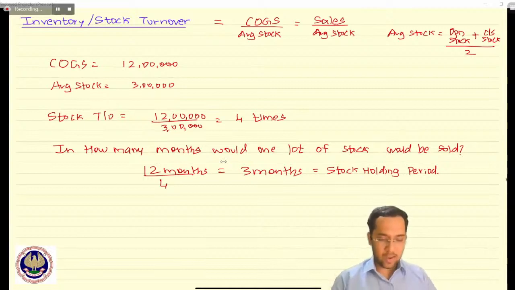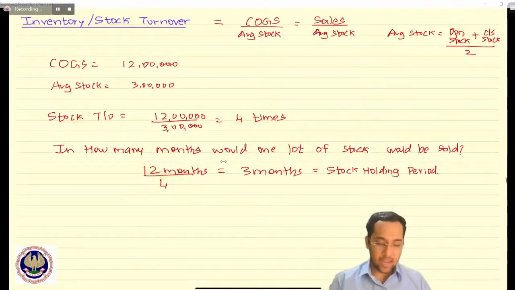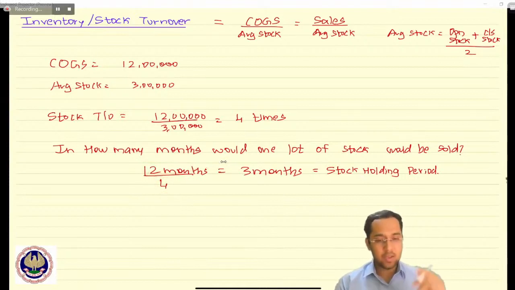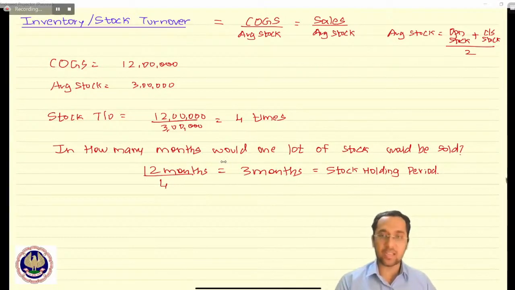Okay, so how do we calculate this 3 months? Pretty simple. First, get the stock turnover: 12 months divided by 4. Had it been in terms of days, we would have taken 365 divided by 4. Had it been in terms of weeks, we would have taken 52 divided by 4. As simple as that. The stock holding period is sometimes also called stock velocity in days, or stock turnover in days or in months.